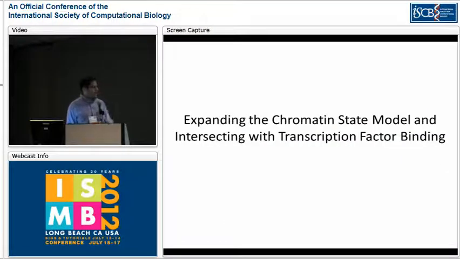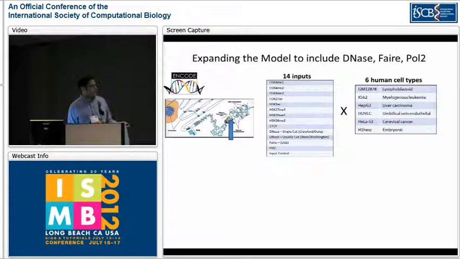I now want to talk about an expanded chromatin state model and intersecting it with transcription factor binding. So we were part of the ENCODE consortium, which is working on a coordinated set of cell types. In addition to the histone modifications and CTCF, which the Bernstein production group was generating, there were also other marks of open chromatin and Pol2.